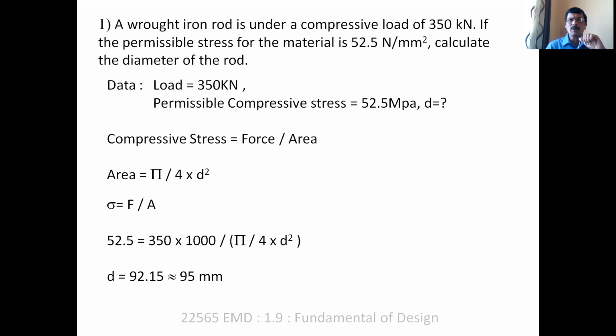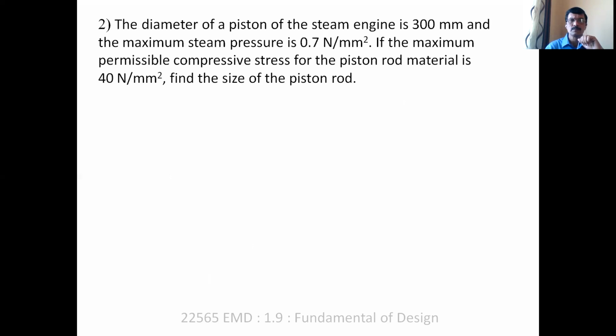Okay, so this is one problem in which compressive stress we have considered. Let us have one more numerical based on the same. Now there is a piston and cylinder arrangement. There is a piston having 300 mm diameter subjected to steam pressure of 0.7 Newton per mm square. So there is a steam pressure, it is not a stress. It is a pressure of 0.7 Newton per mm square. If the maximum permissible compressive stress on the piston rod is 40 Newton per mm square, find the size of the piston rod. So in this case, let us understand the problem first.